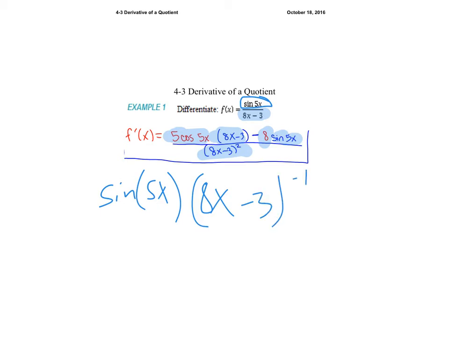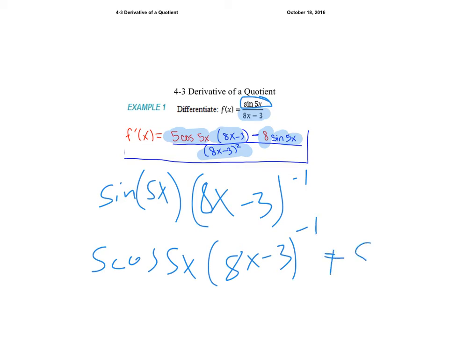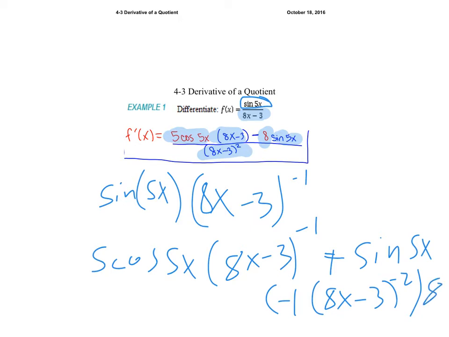In this case, you would have just done the derivative of the first thing, which would have been 5 cosine of 5x, and leave the second thing alone, (8x minus 3) to the negative 1, and then you would have been plus sine of 5x times the derivative, which is negative 1 times (8x minus 3) to the negative 2, and then multiply that by the derivative inside, which is 8. Yep, I think I did that correctly. And they should be the same.